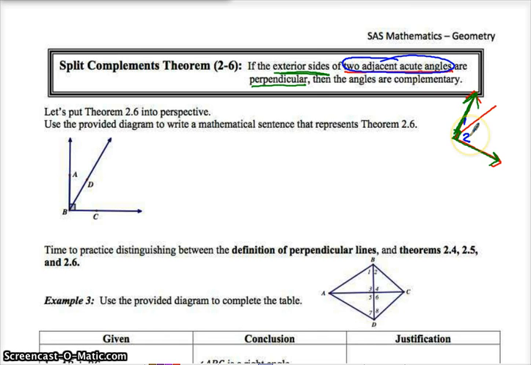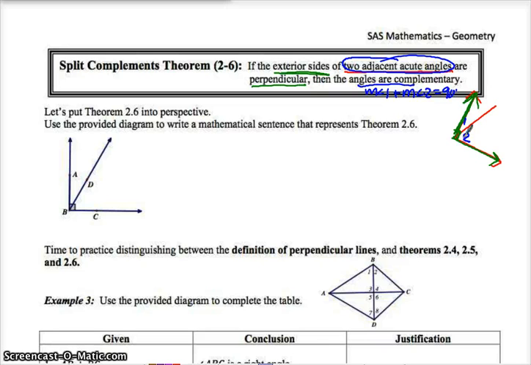Then angle 1 and angle 2 must be complementary. In other words, the measure of angle 1 plus the measure of angle 2 must equal 90 degrees. That's what that says. So if the exterior sides of two adjacent acute angles are perpendicular, then these two angles must add up to 90 degrees. They must be complementary.